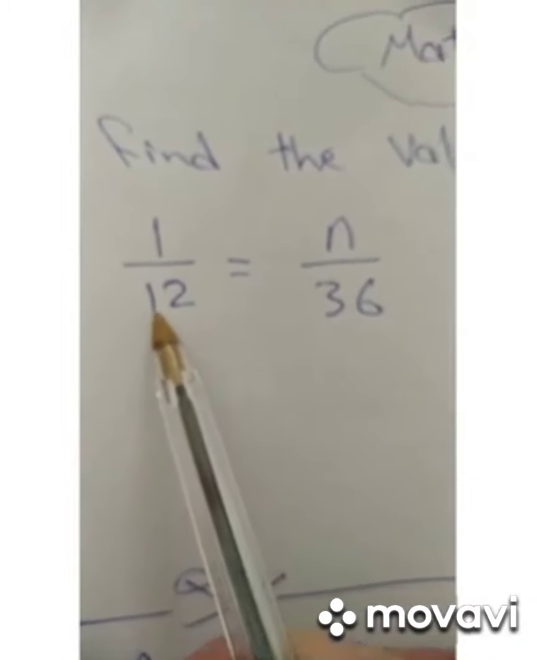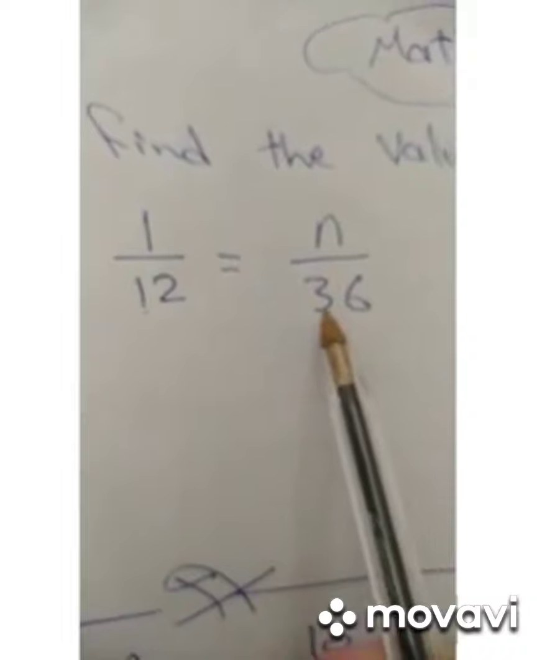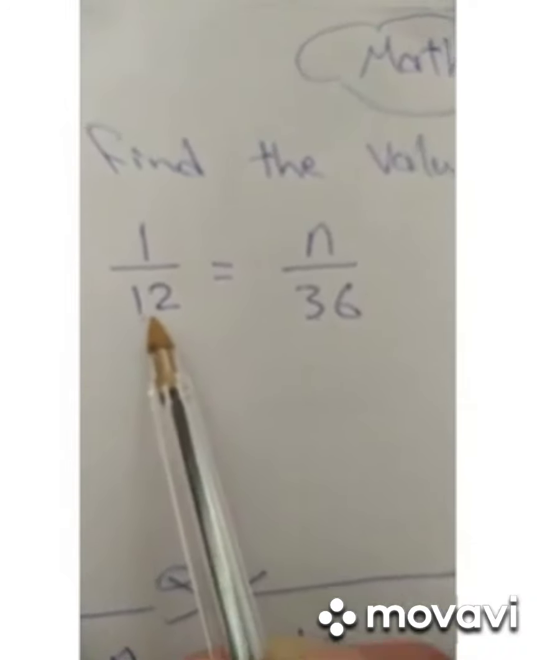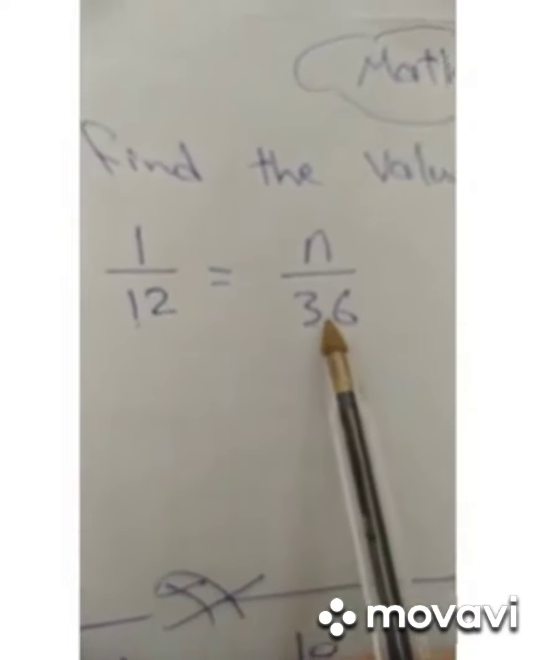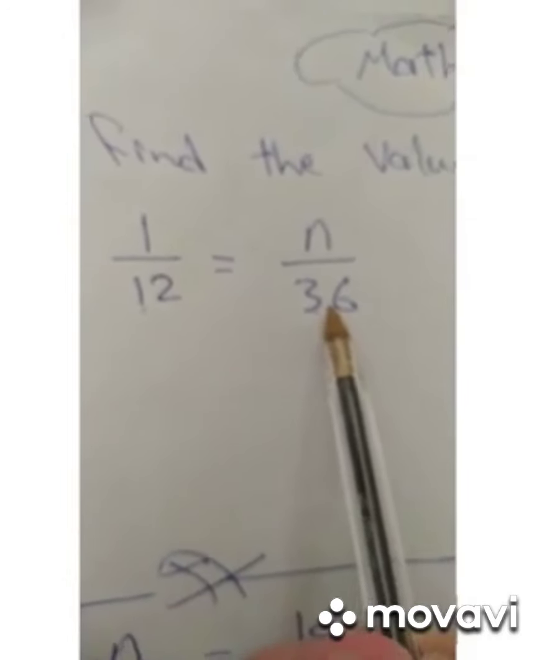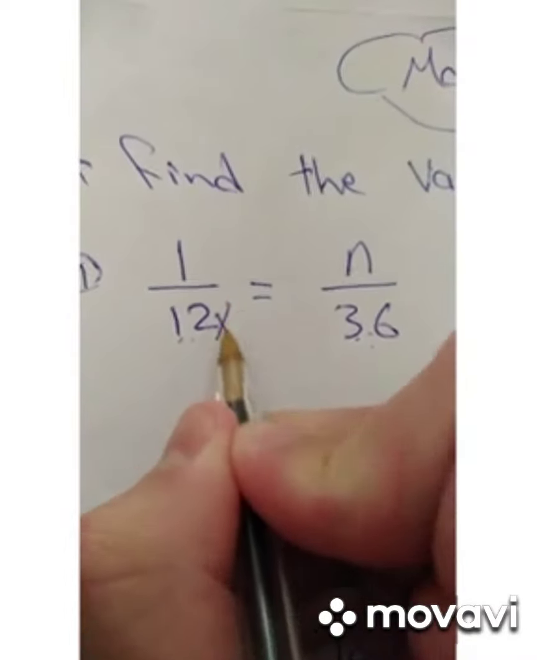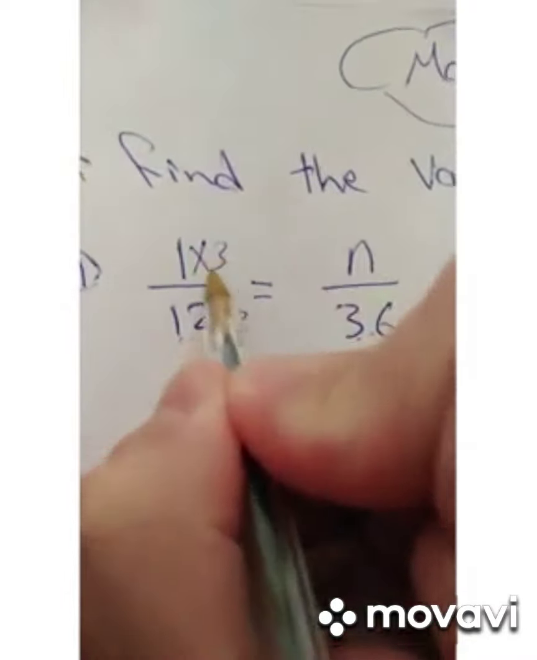Now, 12. I want to change 12 to be 36. So, from smaller to greater, I will multiply. Yes. 12 times what equals 36? Yes, times 3. Multiply up and down by 3. It will be 12 times 3, 1 times 3.